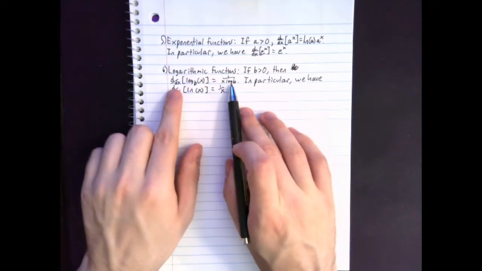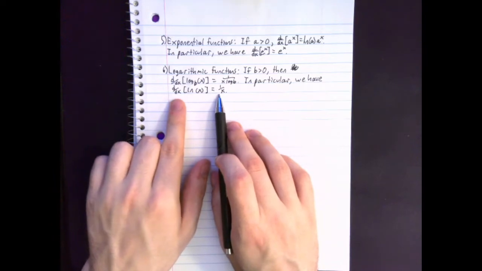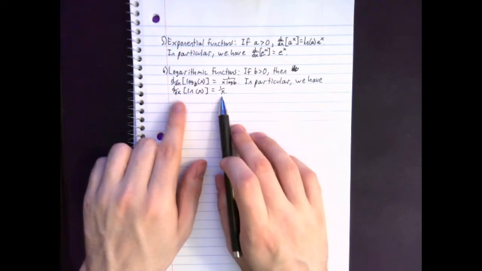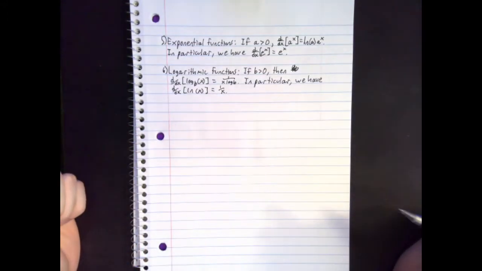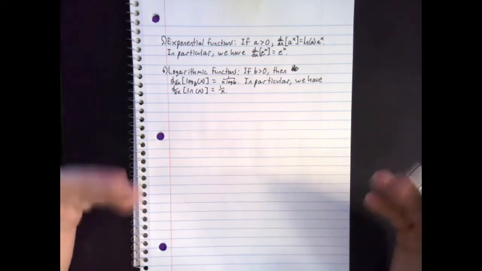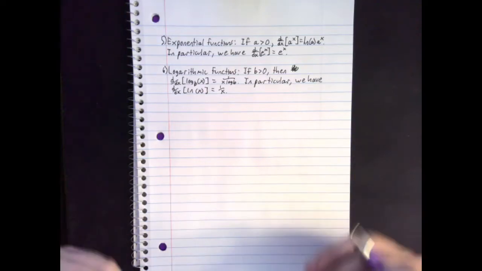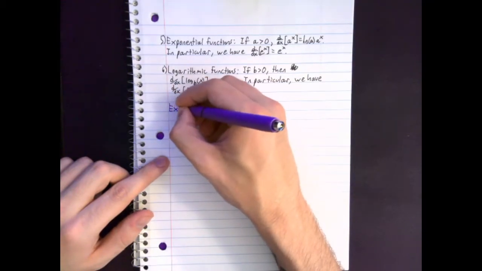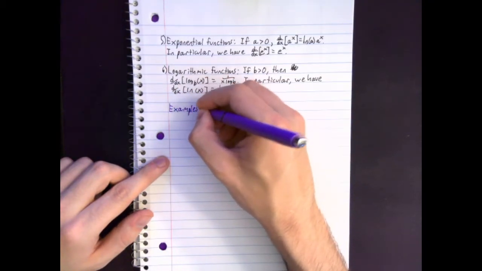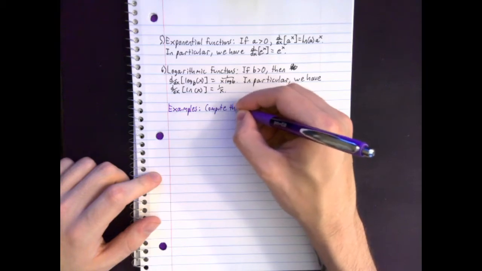We won't use this too often for general bases b, but we will make use of the natural log of x and its derivative being 1 over x. This is definitely the case that we want to make sure we know. Okay, so those are the derivatives of familiar functions. So now what I want to do is run through some example computations. If I give you a function and I ask you to compute its derivative, how do you do that? So examples. Compute the following derivatives.